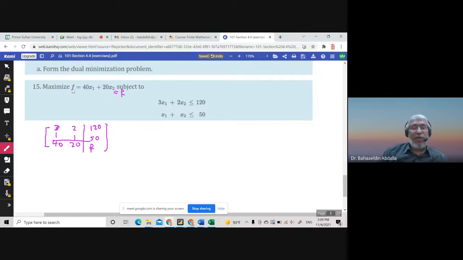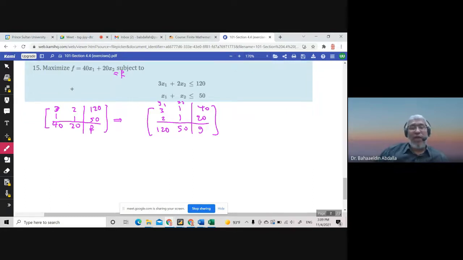Now, as usual, after I write this, I find its transpose. So 3, 2, 120, 1, 1, and 50, 40, 20, and I can write now f or g because I'm going to state the next problem, and I'll change the variables from x1, x2 to y1, y2, and the problem would be minimize. The function is g, and I use the last row to write the objective function 120 y1 plus 50 y2. This is the minimization problem, the dual.